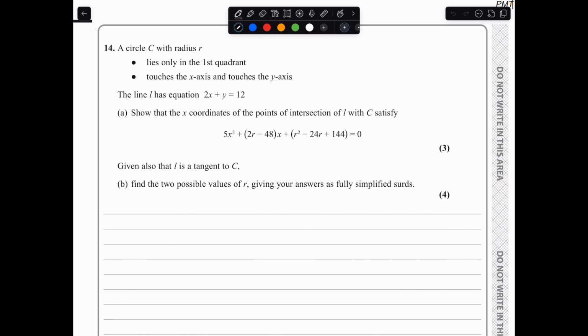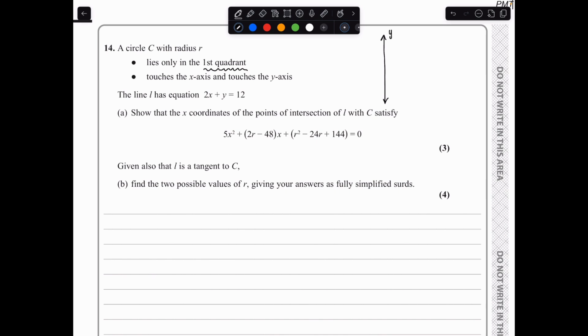Today we're going to go through question 14 from the Edexcel A-Level Maths 2020 Paper 2 past paper. So let's see what the question is about. We're told a circle C with a radius R lies only in the first quadrant. That's the first detail the examiner's given us. And we've also been told that the circle touches the x-axis and touches the y-axis. So straight away, we can almost get an image of what this circle is going to look like.